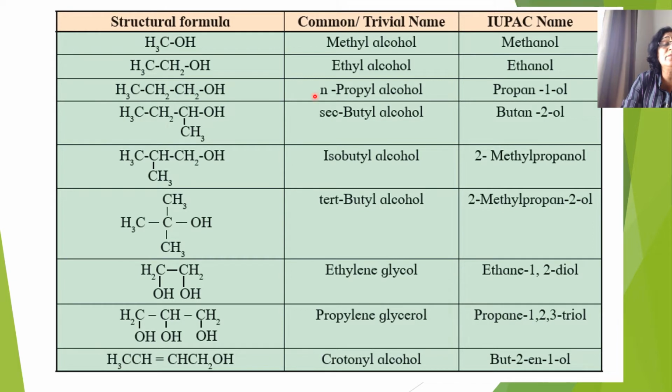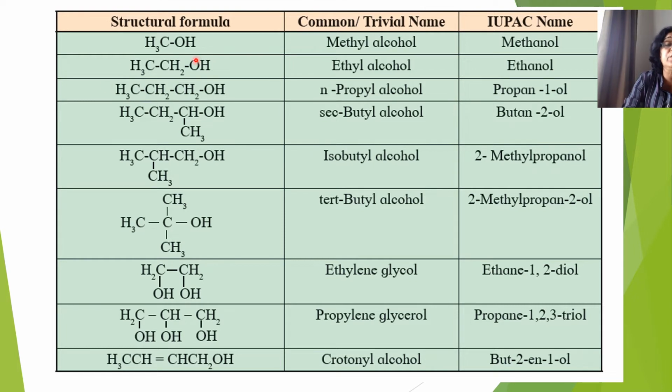Then structural formulas, common names and IUPAC names. Certain compounds have been taken here with their common names and their IUPAC names. This is CH3OH. The common name will be the alkyl alcohol. That means a one-carbon alkyl is there, so it is methyl alcohol. And the IUPAC name is methanol. The IUPAC name is the alkanol, where the E is replaced by ol.